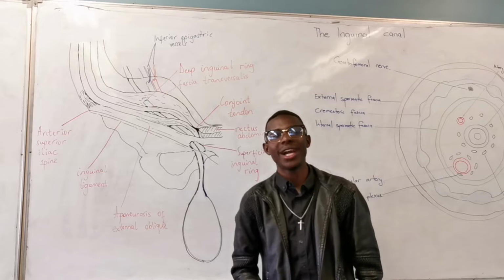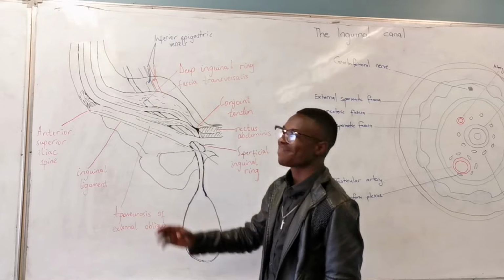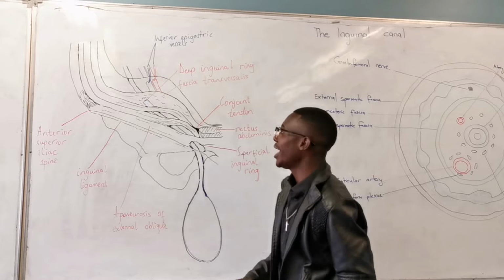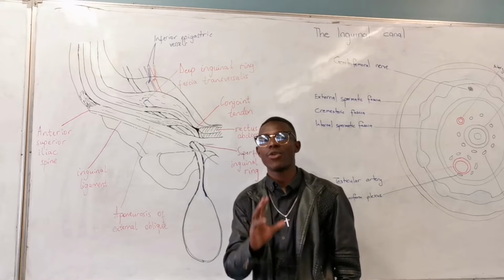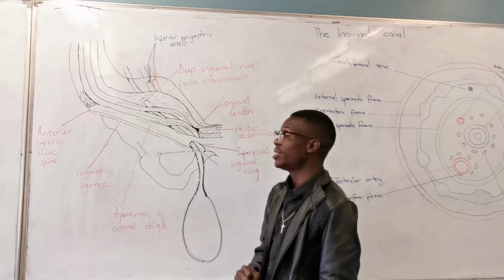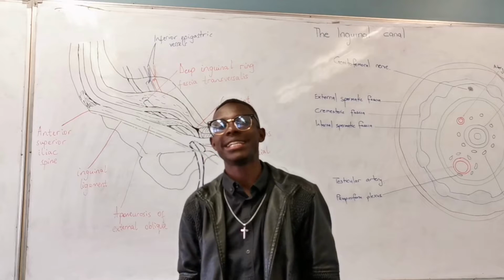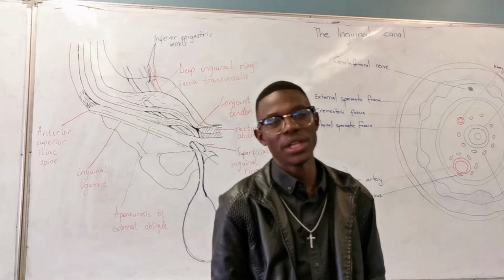What is the length of the inguinal canal? The inguinal canal is just 4 centimeters long. It has important borders, four borders that you need to take note of: the anterior border, the posterior border, the roof, and the floor.